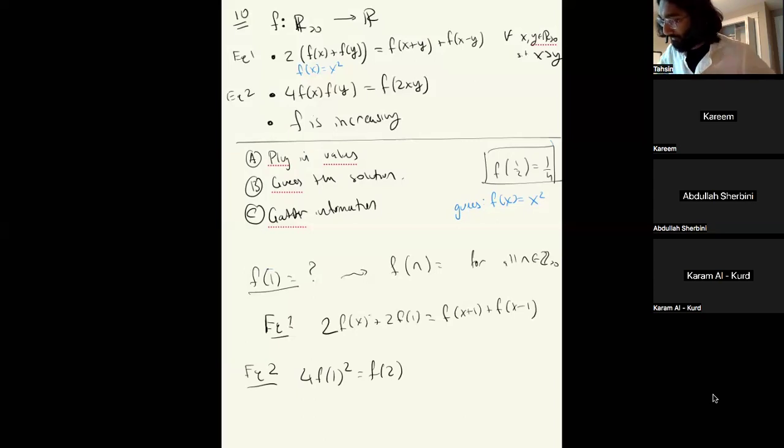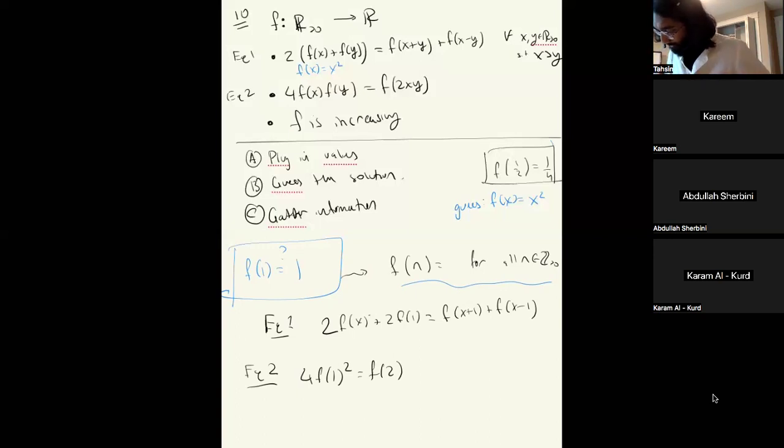So what I'm trying to get is f of 1 equals 1. What we want is that f of 1 equals 1, because if we can get that, then we can actually get a lot. We can actually get f of any integer. And now, what is the strategy for getting f of 1 equals 1?